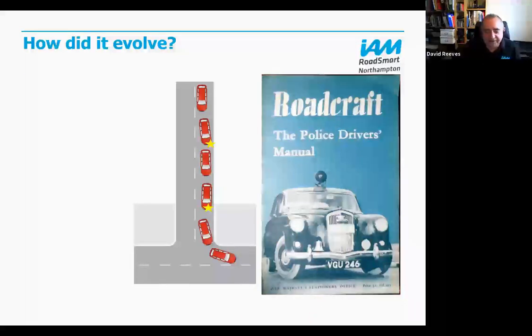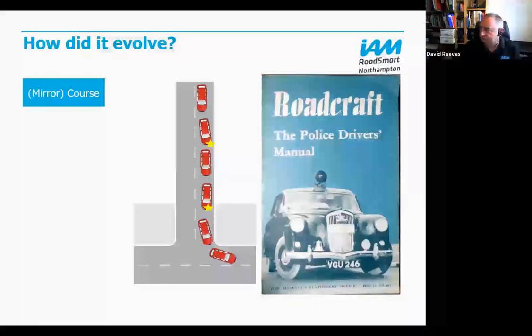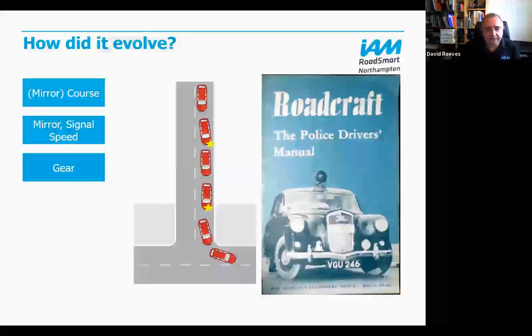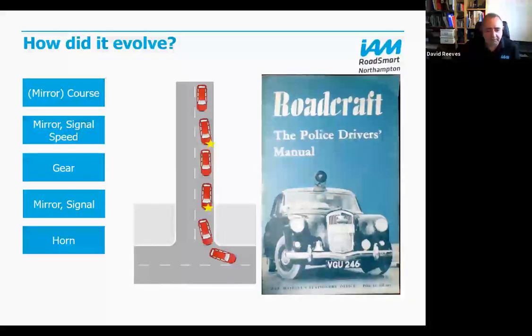Now, the system is course. Well, actually, a lot of instructors would put the word mirror in front of it, because in the book it just says course, but if you lurch into another lane, you really should have checked your mirrors. So then it said mirror, signal, speed, then it said gear, mirror, signal, horn, accelerate. And this worked reasonably well.